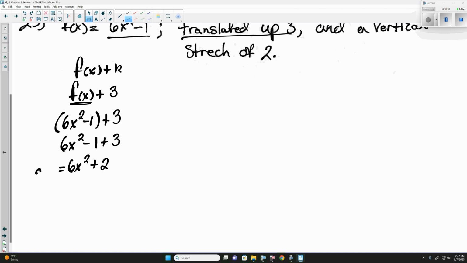Now we can give it a name. We'll call it g of x. I just needed a way to name it to know that I'm talking about this function next, not the one we started with.